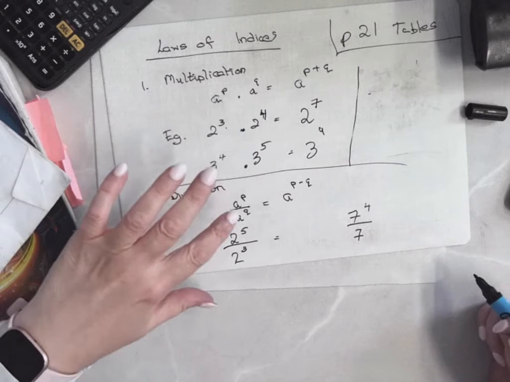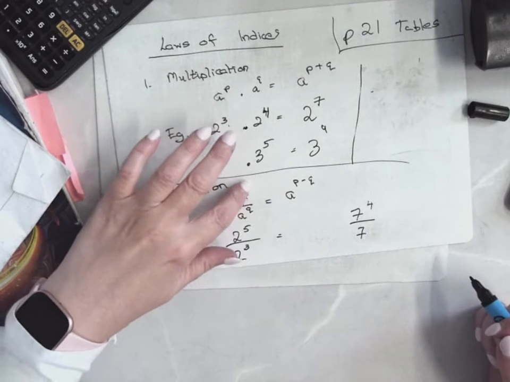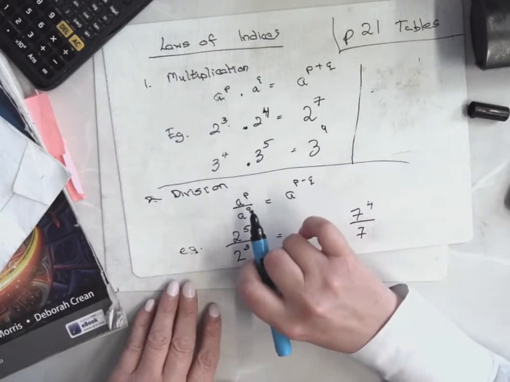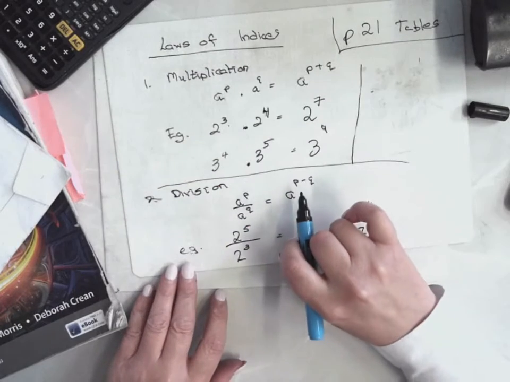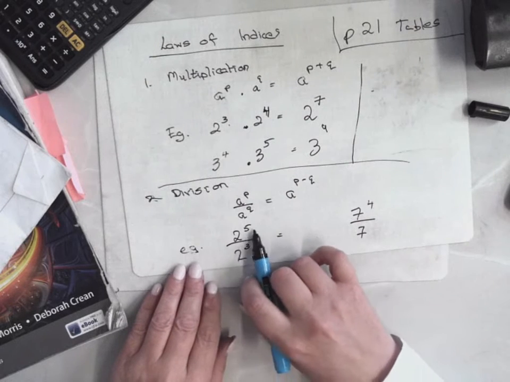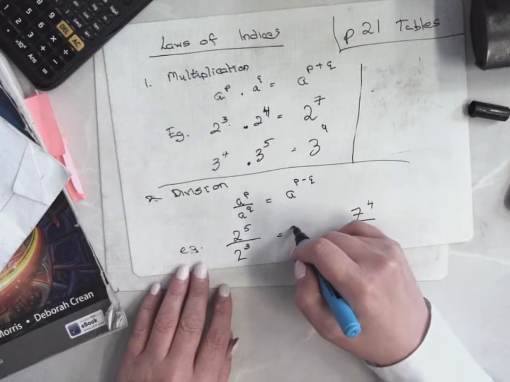Okay, so the shortcut is if you're trying to divide powers. So if you've a to the power of p divided by a to the power of q, you know the way you added the powers to multiply? Well, you subtract the powers to divide them. So 2 to the power of 5 divided by 2 to the power of 3. What would that be?